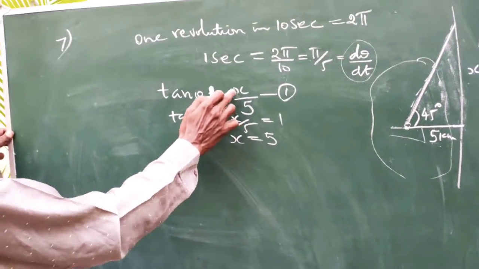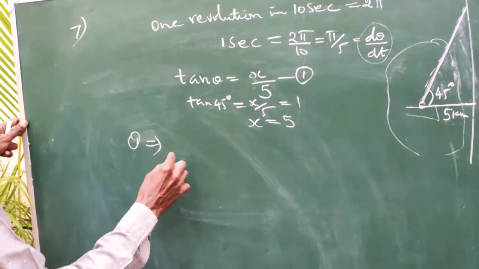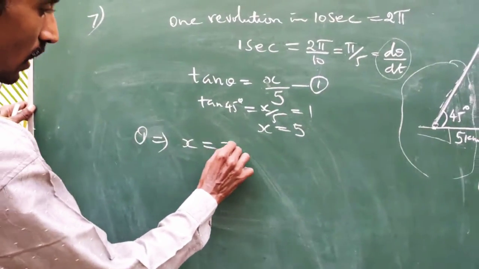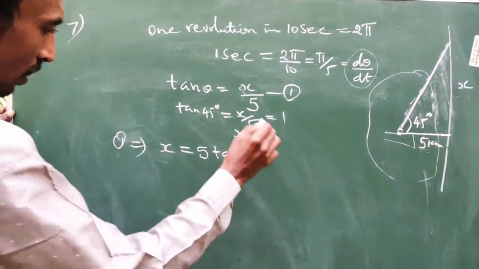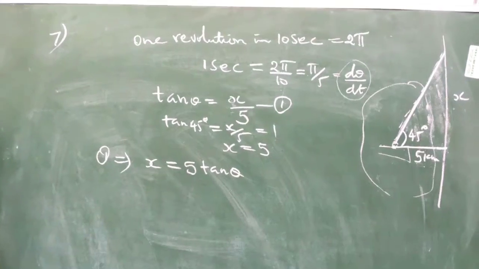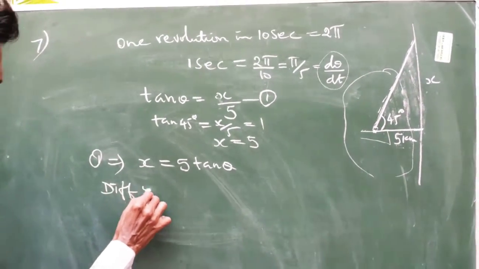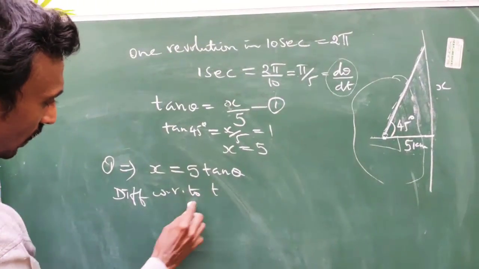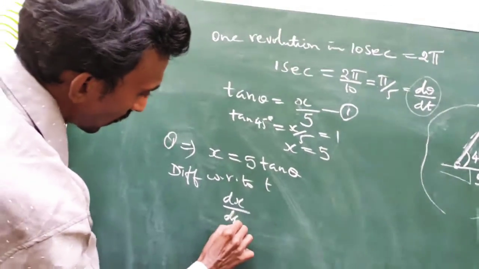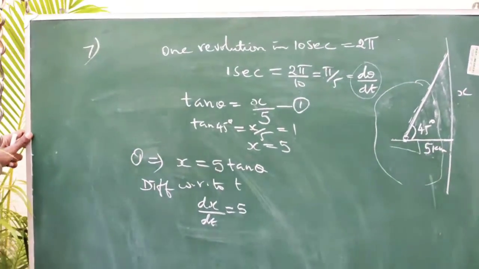From equation 1, what do we get? x equals 5 tan theta. In the problem they are asking dx by dt, so differentiating with respect to t, dx by dt equals 5, which is a constant.